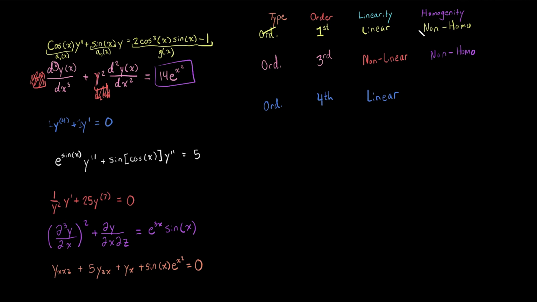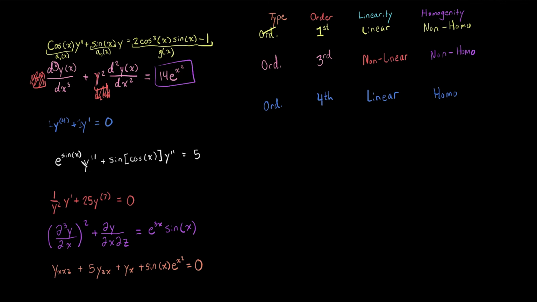Now let's go over the homogeneity. Is it homogeneous or non-homogeneous? Now we have no extra additive terms here. We only have 0, and we have no additive terms whatsoever. So this must be a homogeneous equation.